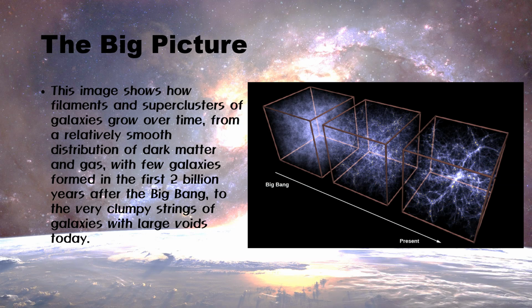And this image gives a good representation of how the filaments and superclusters of galaxies grow over time, from a relatively smooth distribution of dark matter and gas, with only a few galaxies formed in the first 2 billion years after the Big Bang, to the very clumpy strings of galaxies with large voids today.